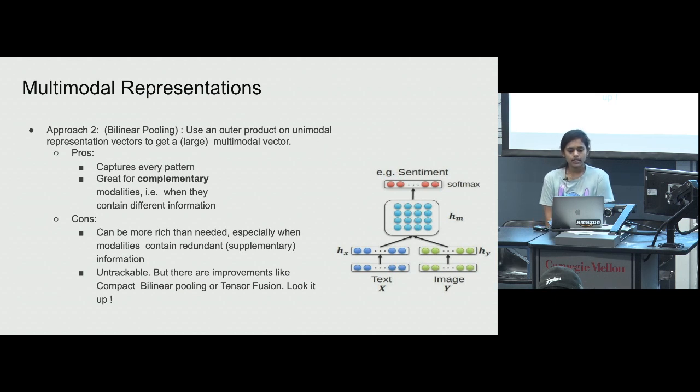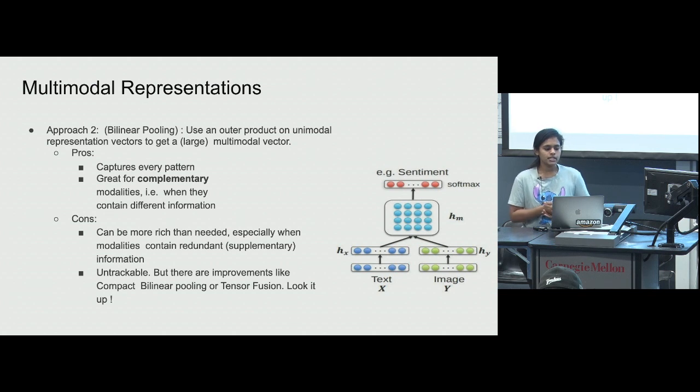Another approach that we look into is bilinear pooling, where we use an outer product on the unimodal representations. So assume that you had an audio representation and, say, a text representation. You basically obtain the outer product of both of them.